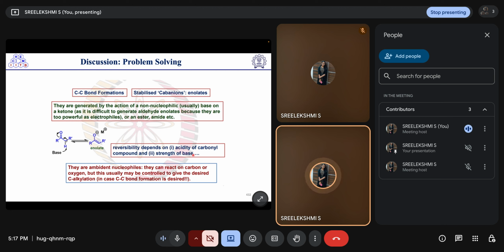So they are ambident nucleophiles, which means they can react on carbon or oxygen, but this can usually be controlled to give the desired C alkylation.